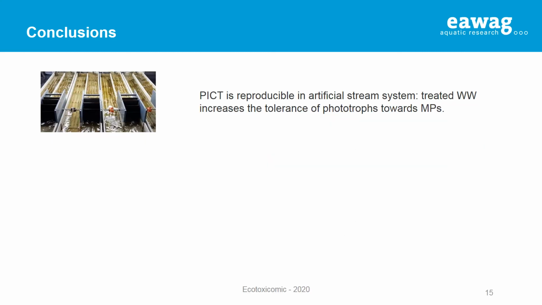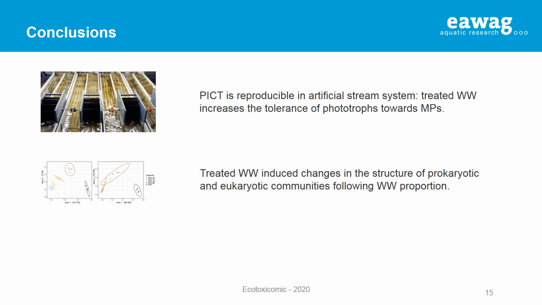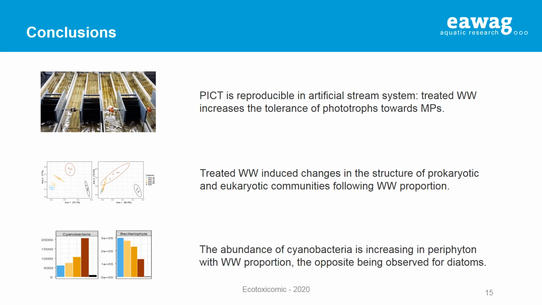In conclusion, for the first part of the project, we could see that based on two phototroph endpoints, PICT is reproducible in an artificial stream system. Treated wastewater increases the tolerance of phototrophs toward micropollutants. Treated wastewater also induced changes in the structure of prokaryotic and eukaryotic communities following wastewater proportion. And the abundance of cyanobacteria was increasing in Periphyton with wastewater proportion, the opposite being observed for diatoms.